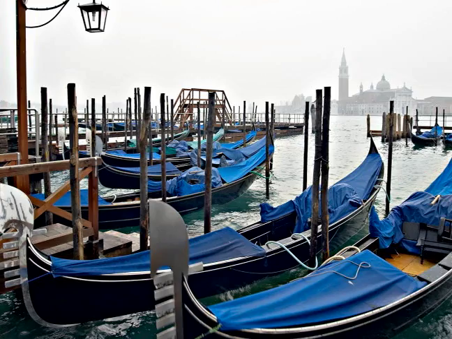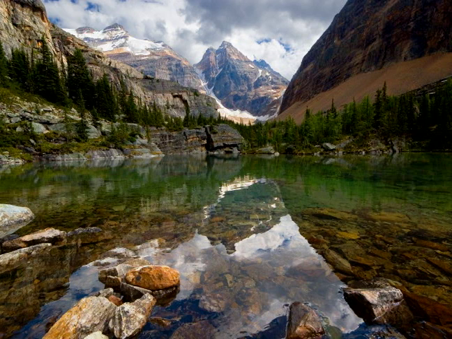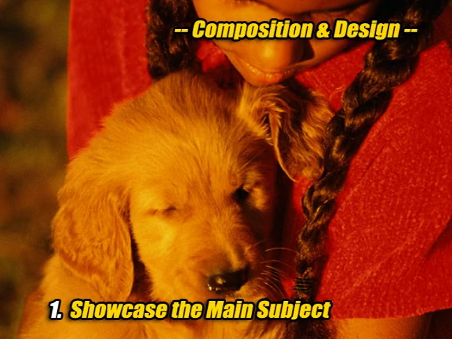Other elements of a great photograph are composition and design. The placement of objects is critical if you want to make your photos look finished and artistic. It's a good idea to showcase the main subject. You can make the subject stand out by adjusting the placement of the subject, the lighting, or the focus.